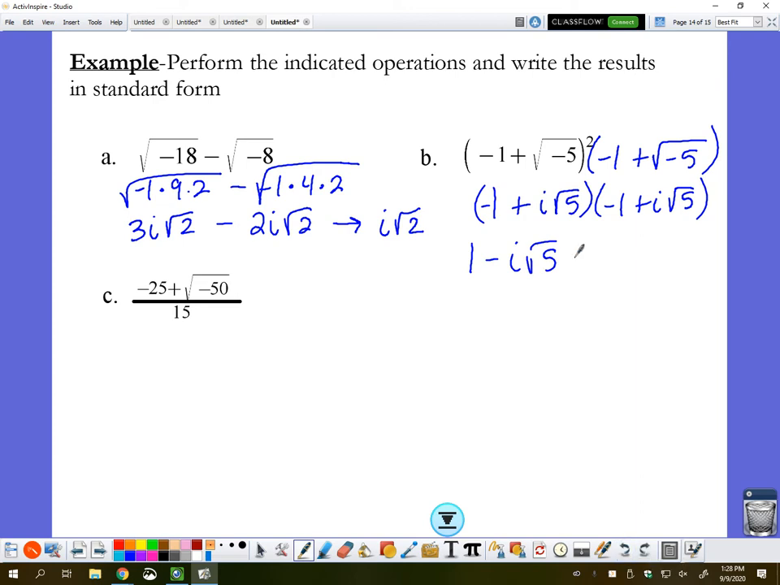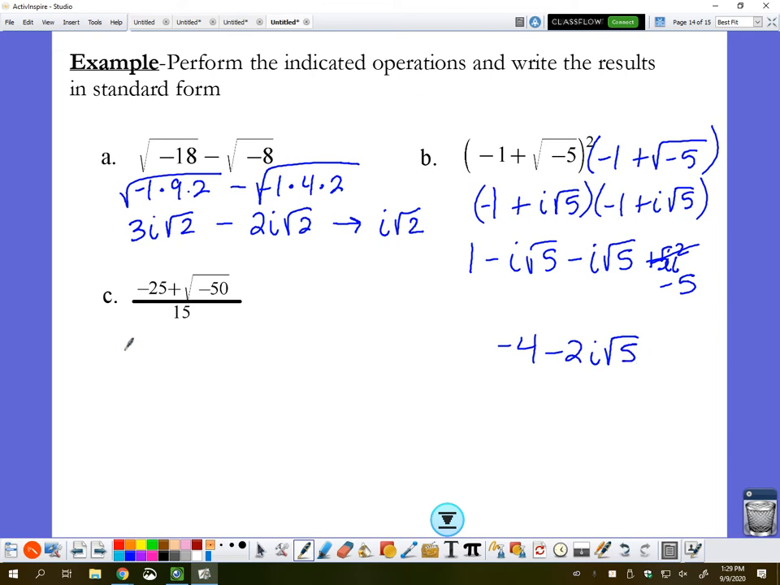Okay. Then you get another negative i root 5, and then you get an i squared and a root 5 squared, which is just 5, so 5i squared. So this is really negative 5. So we get negative 4 minus 2i root 5.